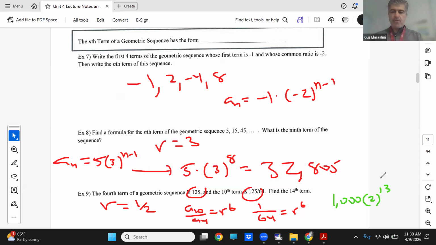Oh, 1/2. My apologies. You are correct. So in that case, it'll be 1,000 over 8,192, or a super small number. You could write it like that.